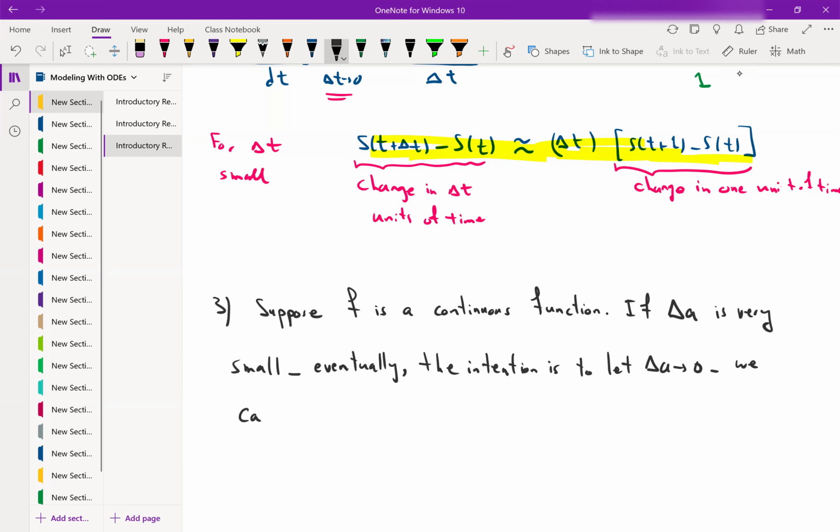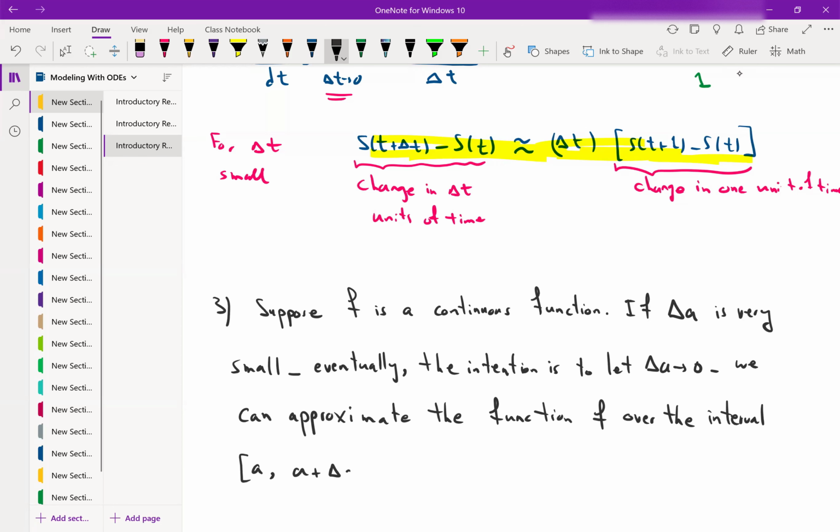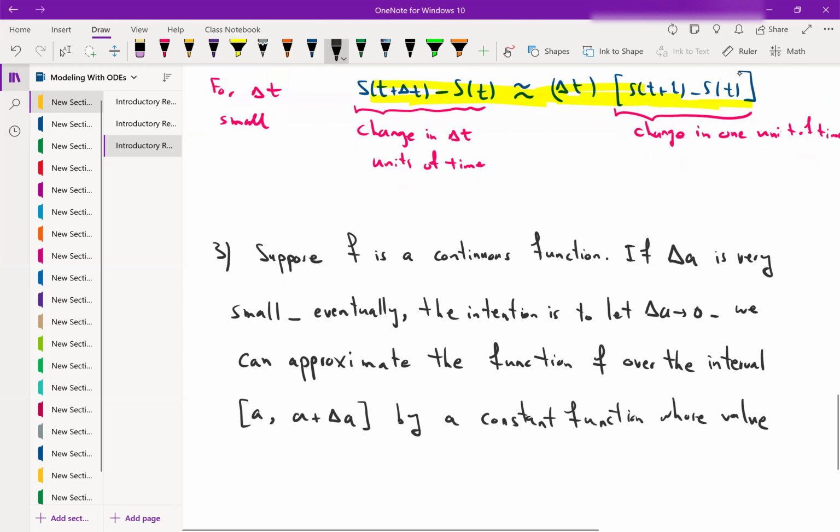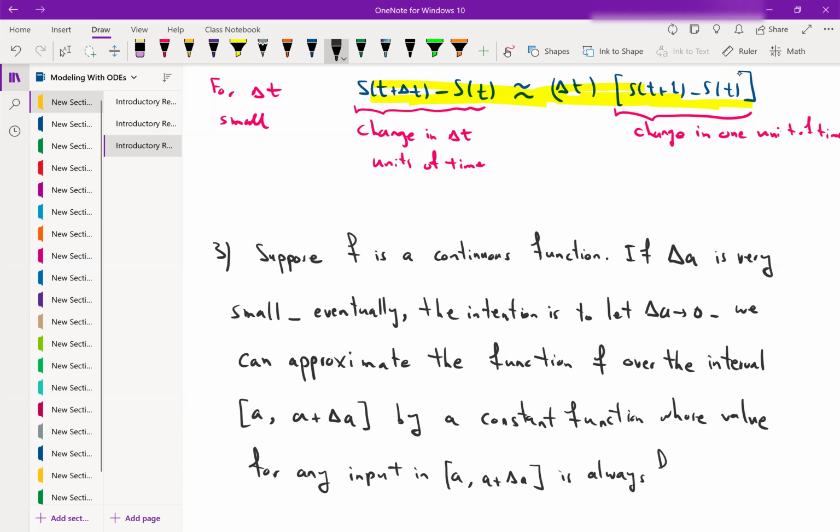Assuming that this delta A is going to be very small, we can approximate the function f over the interval from A to A plus delta A by a constant function, whose value for any input in the interval from A to A plus delta A is always f of A, always f evaluated at A.